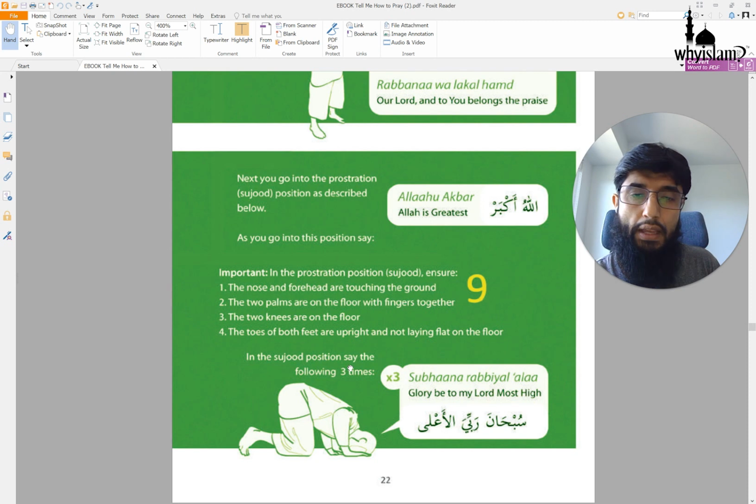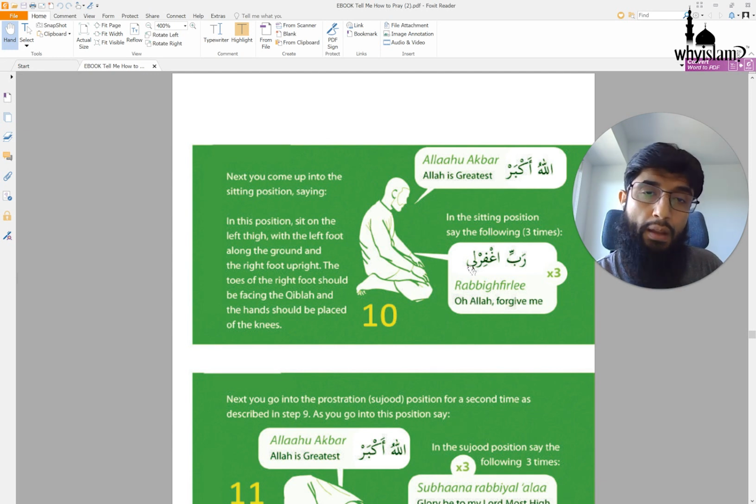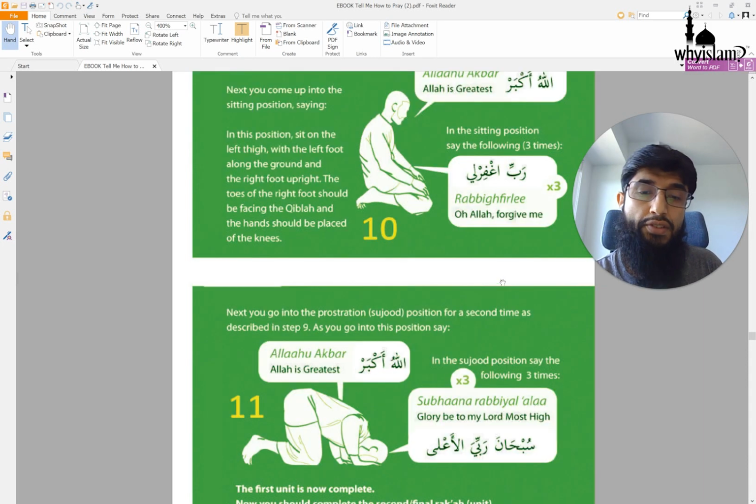Again, for any physical thing that you're not able to do, do as much of it as you are able to. As you can see in this position, your toes, your knees, your palms, your forehead, and your nose are touching the ground. This is what you say in this position. Then you sit up by saying Allahu Akbar. While you're sitting, you say this twice or thrice. We covered that. Then you say Allahu Akbar, and you perform your prostration again, and you say the same thing in the prostration.